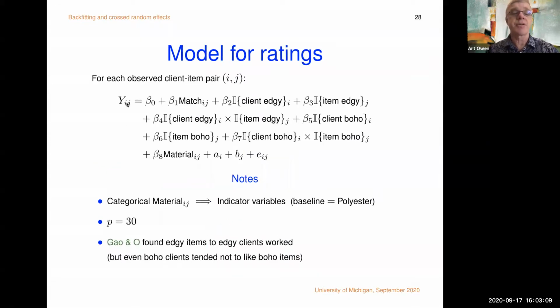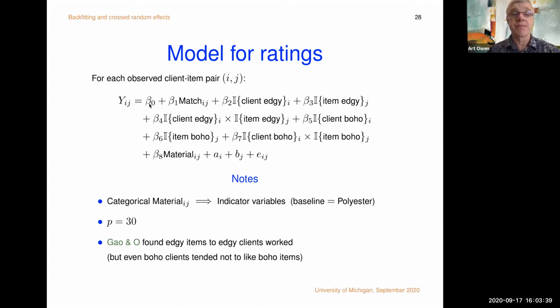And here's our regression model. So 10-point scale of how much they like the item, intercept. There's that match. Did their old algorithm really predict that well? Here's something if the client is edgy. Here's something if the item is edgy. Here's something if they're both edgy, because maybe it makes sense to send the edgy item to the edgy client. And then same for boho. And then this beta 8 is really a bunch of betas, indicator variables for all of the materials. And the most common material was polyester, so we took that as a baseline.